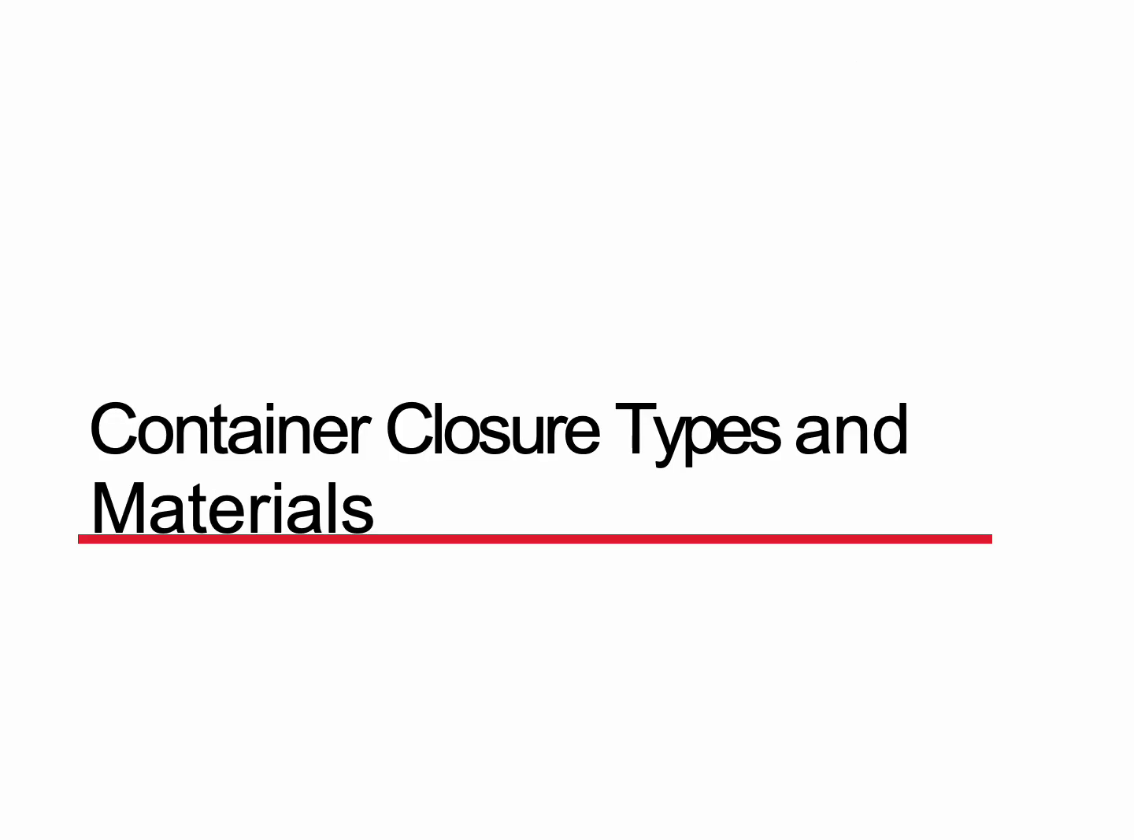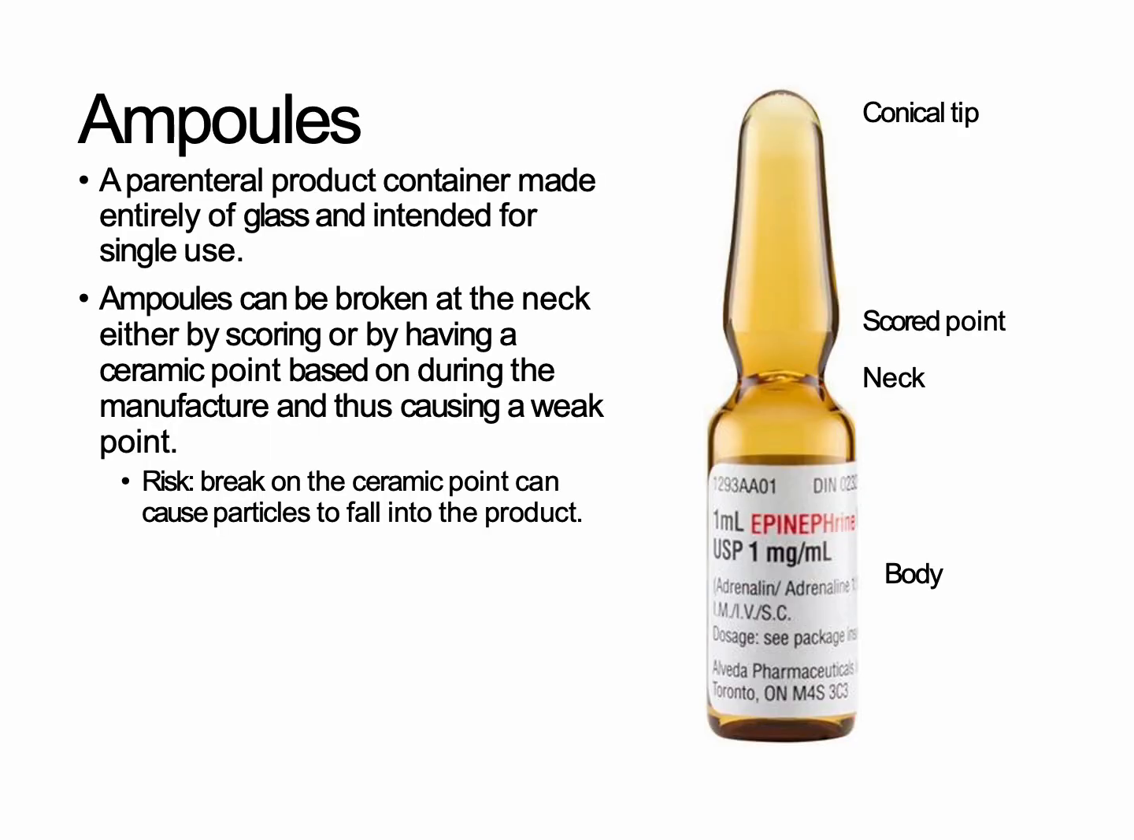Now, let's go over the container closure types and materials. This image displays an ampoule containing epinephrine injection, USP 1 milligram per milliliter. You can see, of course, from the top, the conical tip. Down to that, you have the scored point, then you have the neck, and you have the body of the ampoule. Now, the primary packaging consists of a sealed glass ampoule.